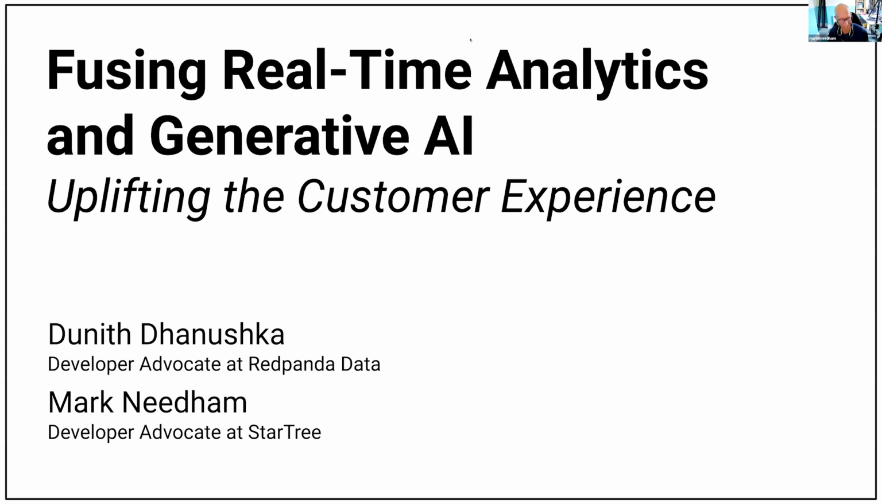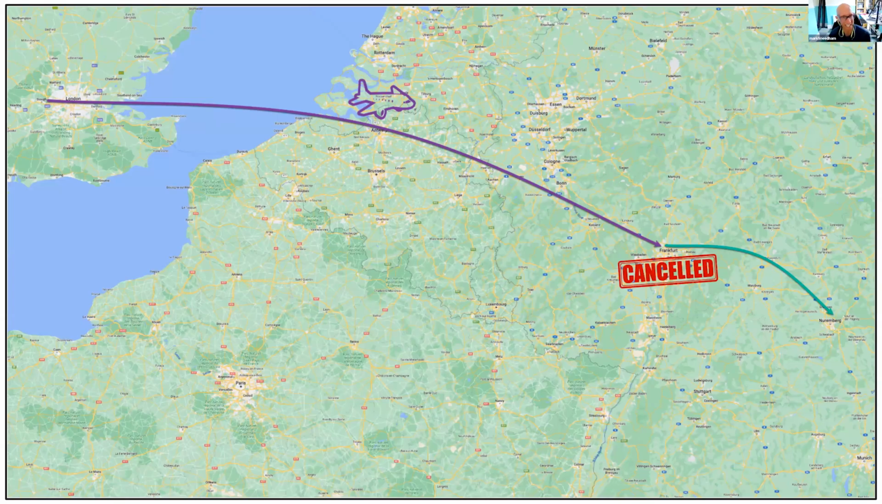Yeah, so in our talk we're going to show you how you can combine real-time analytics and generative AI, because we have to be hipster enough to do a talk in July 2023. Our talk begins with me attempting to get from London, up here on the left-hand side, down to Nuremberg in Germany on the right-hand side.